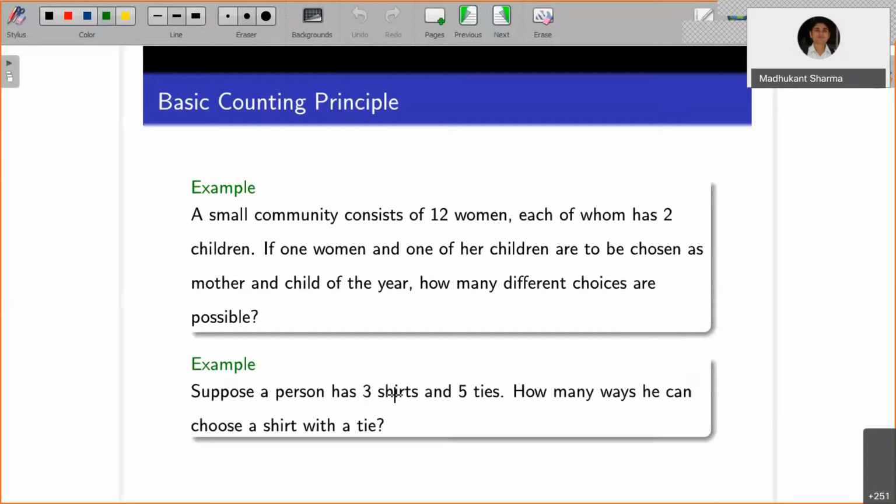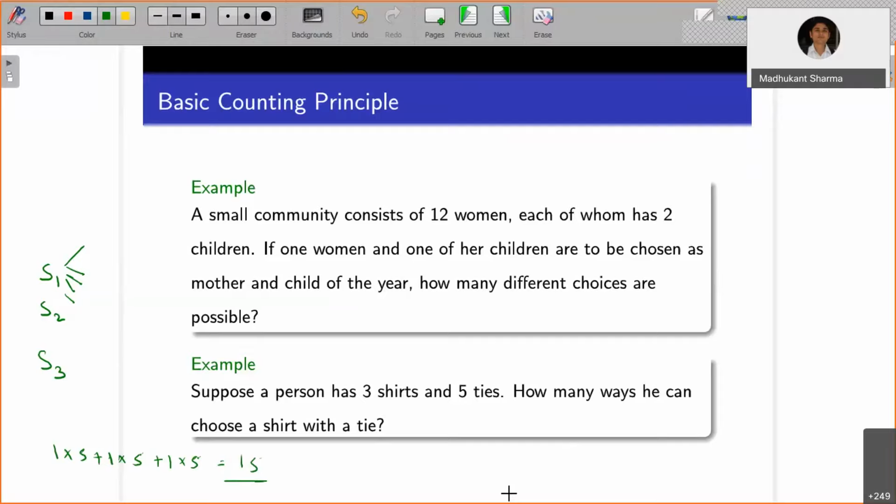Suppose a person has 3 shirts and 5 ties. In how many ways can he choose a shirt with a tie? He wants to go to a party, so he will look into the mirror. How many possibilities are there? You can denote the shirts as S1, S2, S3, and each has 5 choices. You can name the ties T1, T2, T3, T4, T5. So 1 into 5 plus 1 into 5 plus 1 into 5, that is 3 into 5. That is the total number of ways you can choose a shirt with a tie.